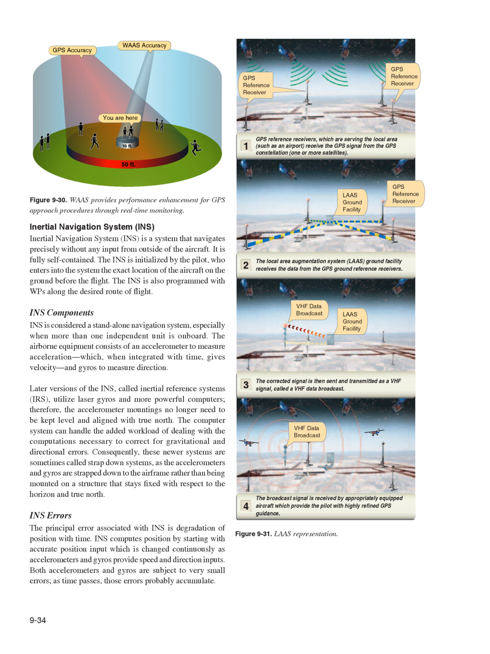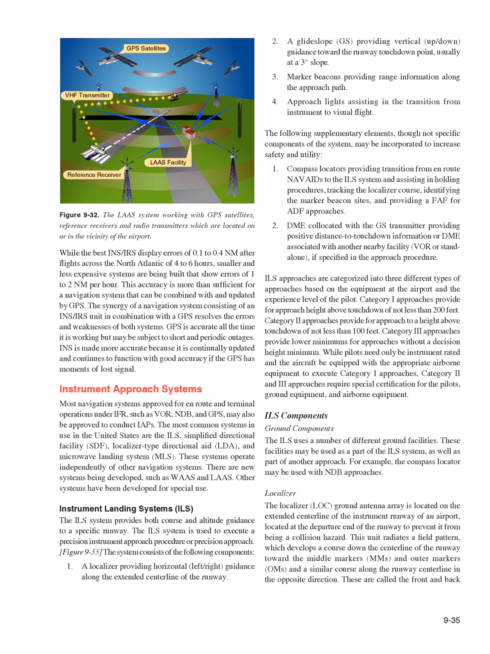INS errors. The principal error associated with INS is degradation of position with time. INS computes position by starting with accurate position input, which is changed continuously as accelerometers and gyros provide speed and direction inputs. Both accelerometers and gyros are subject to very small errors. As time passes, those errors probably accumulate. Figure 9-32. The LAAS system working with GPS satellites, Figure 728. LAAS representation. Reference receivers and radio transmitters which are located on or in the vicinity of the airport.